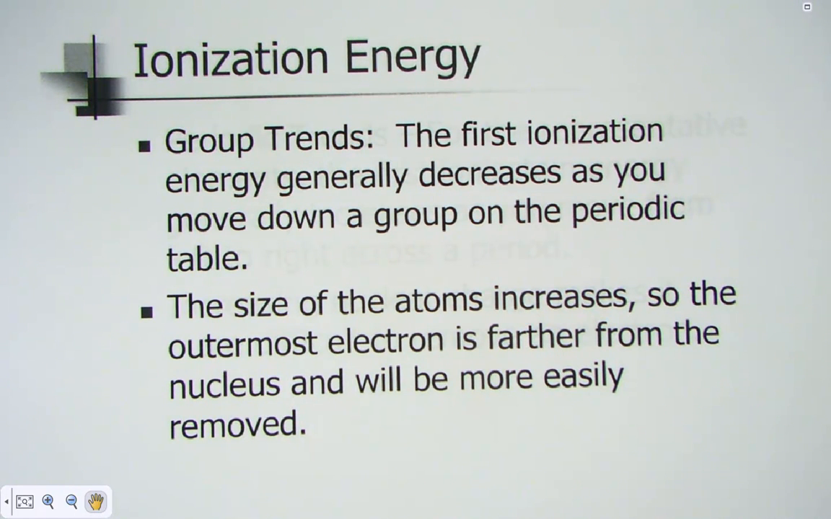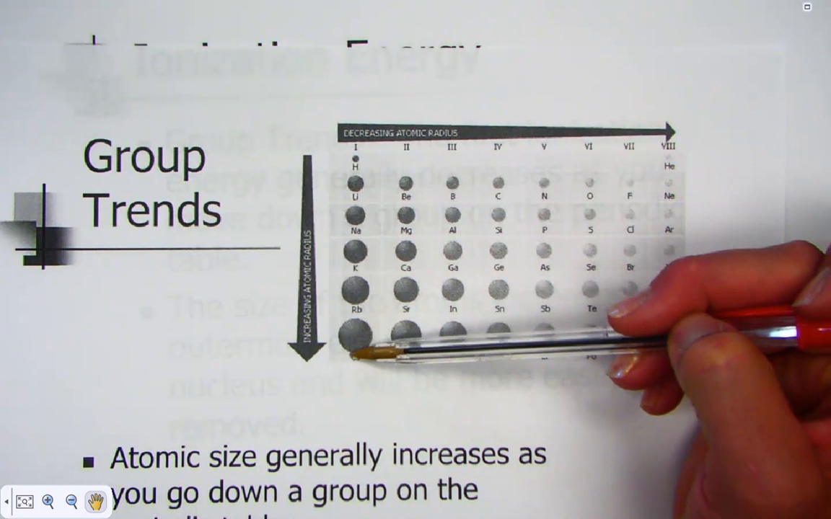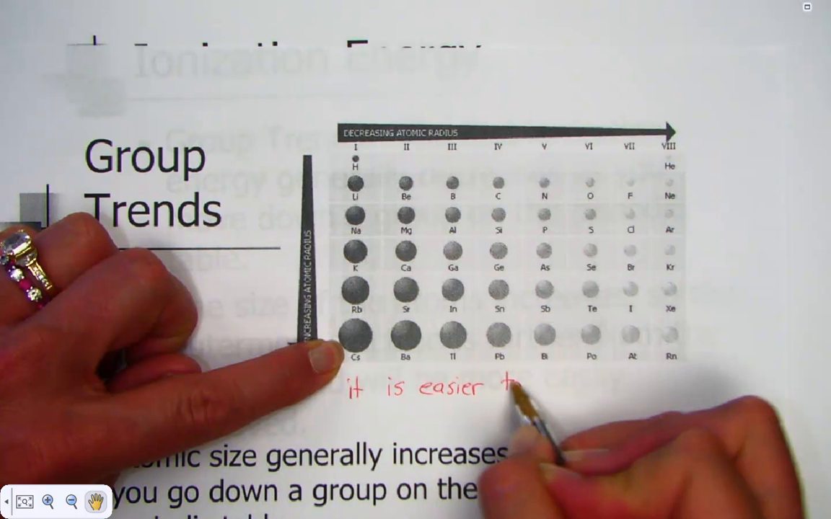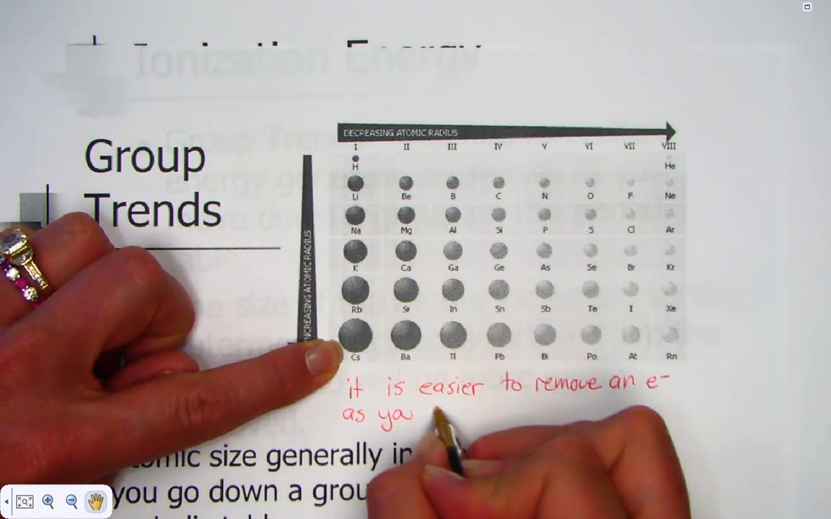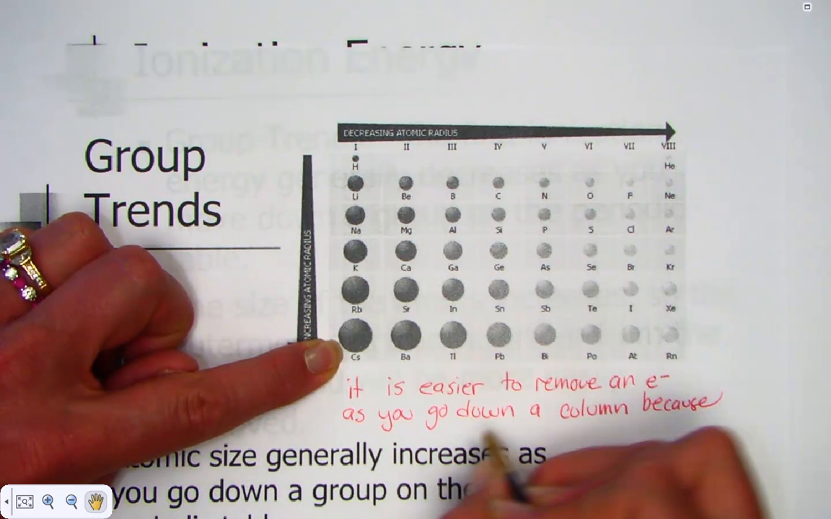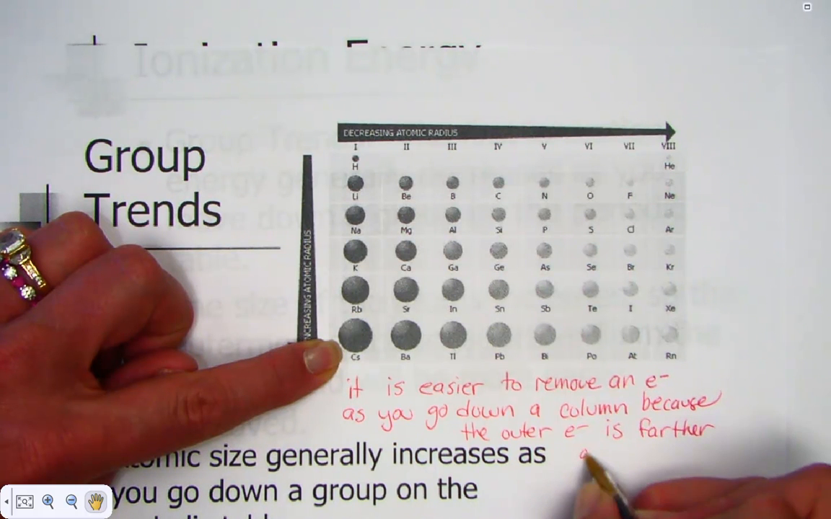In terms of a group trend, the first ionization energy generally decreases as you move down a group on the periodic table. As I go down a group on the periodic table, ionization energy decreases. I'm going to put up a slide. As I go down a group, ionization energy generally decreases. It is easier to remove an electron as you go down a column, because the outer electron is farther away from the nucleus.